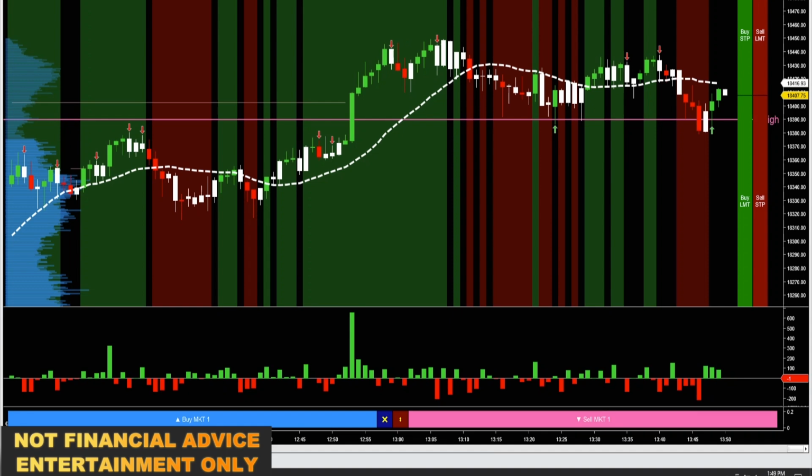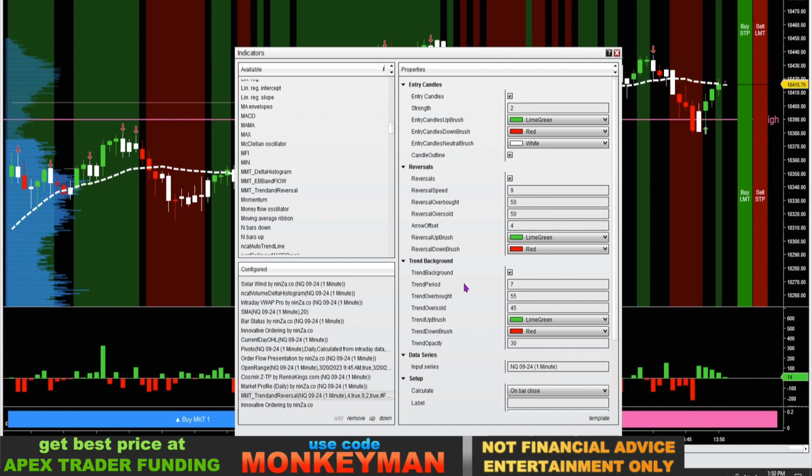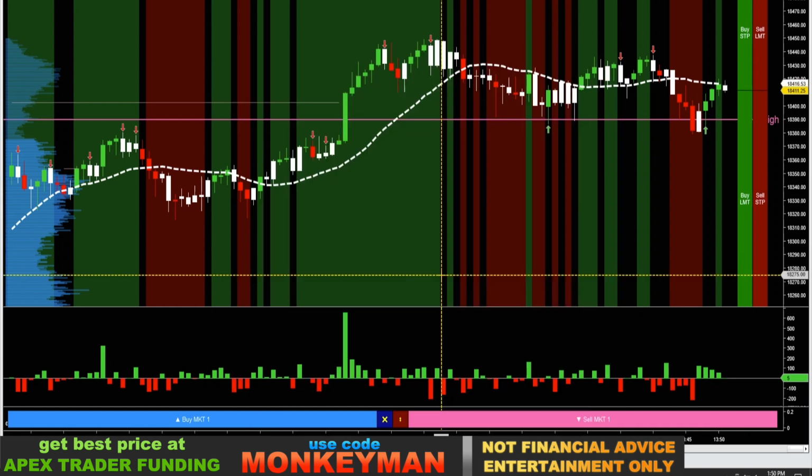I'm trading on different time frames as well, but I really like the MMT Trend and Reversal on the 1-minute chart for my entries. So the settings that I'm using for the MMT Trend and Reversal on this chart: a strength of 2, a reversal speed of 9, the overbought and oversold reversal parameters are both at 50. For the trend background, I've got a trend period of 7, and overbought, oversold are 55 and 45. Trend opacity is at 30. So those have been my favorite settings recently.